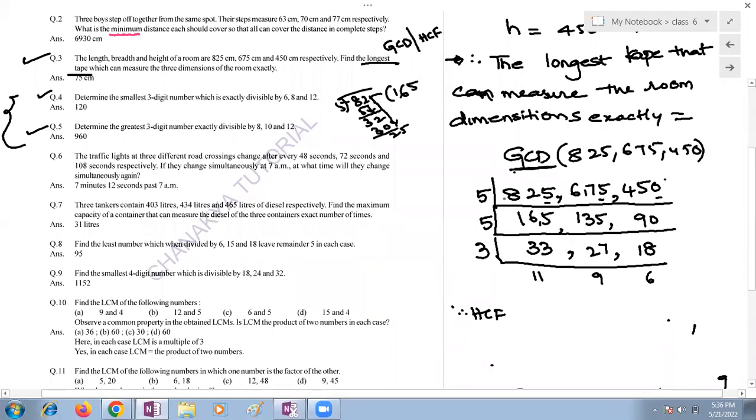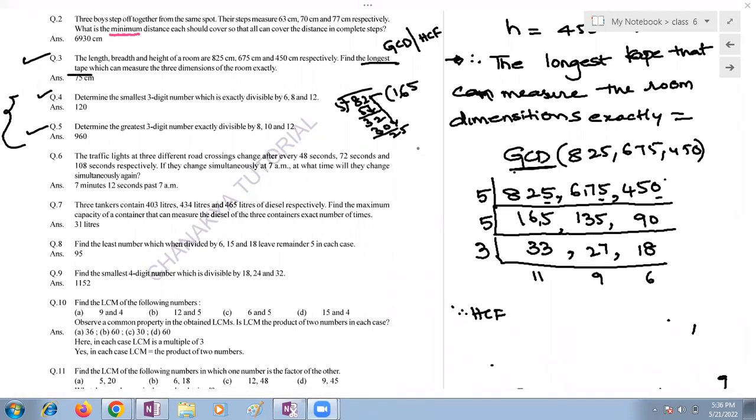Ma'am, I have a doubt. Children, that's why I'm telling you: because of 11, there is no need to find further. Why? My dear children, please mute yourself. I will let you know. Because we are not going further: 11, 9, 6 will not divide.